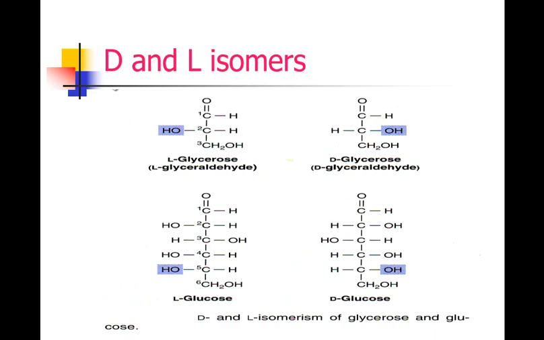See here, D and L glucose or D glyceraldehyde and L glyceraldehyde, they look like mirror images. L glucose and D glucose also are diastereomers, but they are not mirror images. So D and L isomers of glycerose or glyceraldehyde are mirror images, whereas D and L glucose are not mirror images. So these are called enantiomers, these are called diastereomers. So mirror images of D and L isomers are called enantiomers, whereas if they are not mirror images, they are called diastereomers.